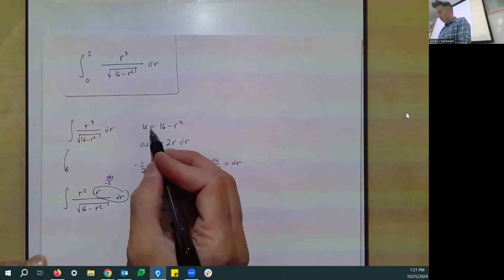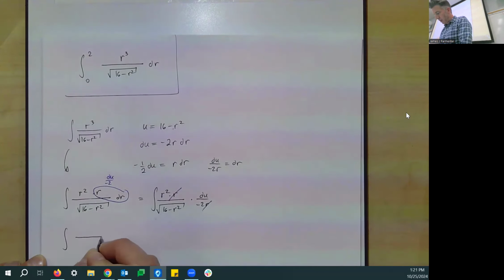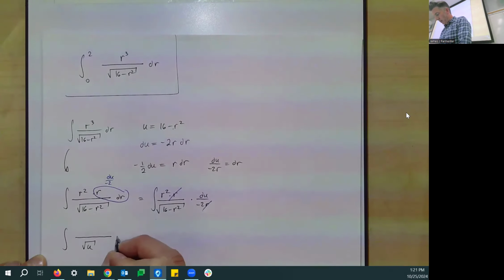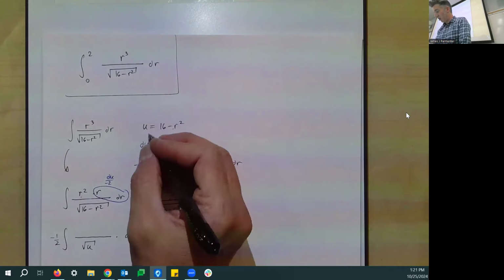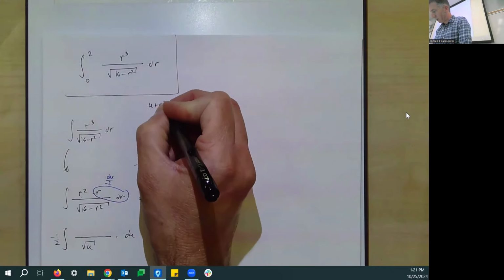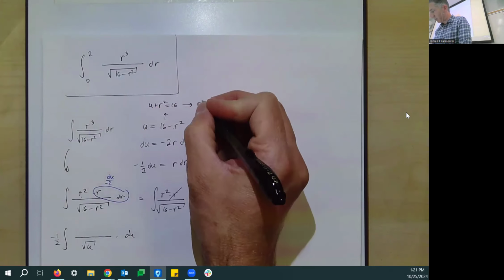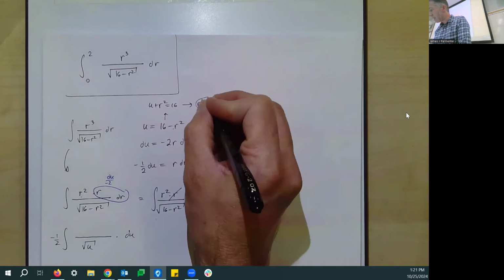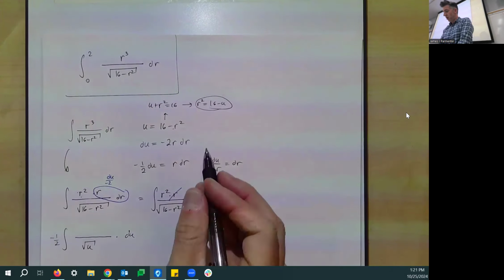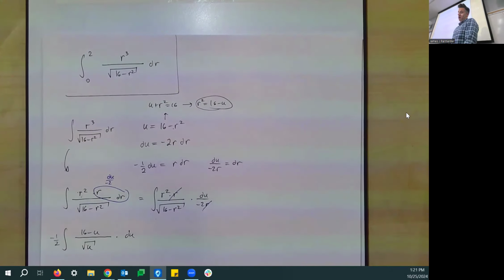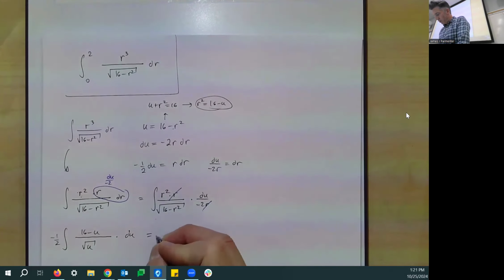So I know that u is equal to 16 minus r squared. So I'm going to have the square root of u in the denominator. I've got my du over negative 2 over there, the negative 1/2 in the front. And then r squared, we're going to do the back sub. I'm going to add r squared to both sides and say u plus r squared equals 16, and then solve for r squared and get r squared equal to 16 minus u. There is no good reason to isolate r here. You should not say that r is equal to the square root of 16 minus u, because you have r squared, and that's what's getting replaced. R squared is 16 minus u. Now we divide each thing by the square root of u.